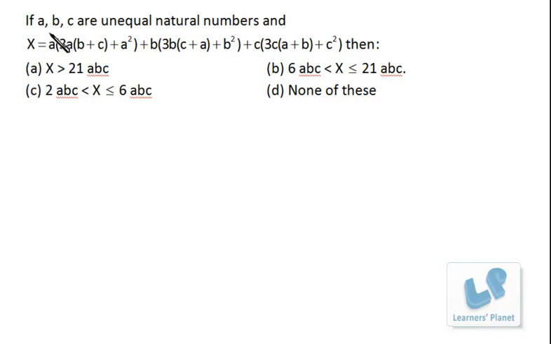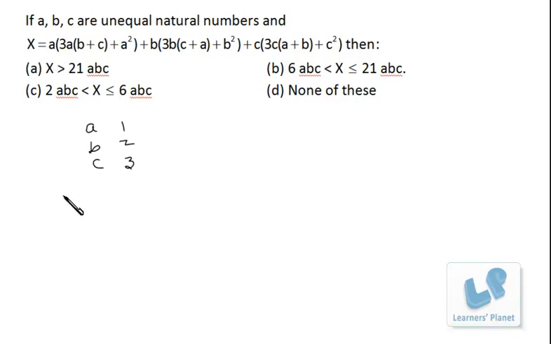Okay, we can assume a, b, c as 1, 2, 3. These are the minimum natural numbers. And apart from that, though it is given that a, b, c are unequal natural numbers, we can take them all as 1 also, because arithmetically the final answer will not differ. Okay, so let's do it one by one. We take 1, 2, 3, and we take 1, 1, 1 also, and let's see the difference.